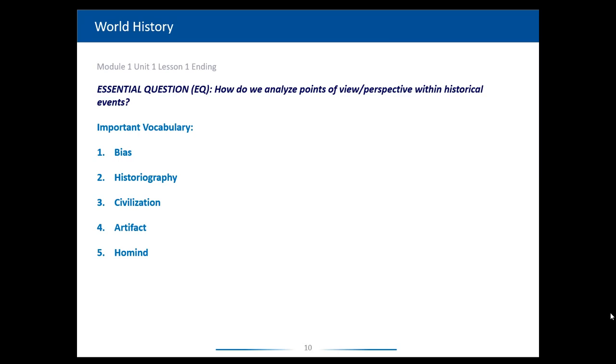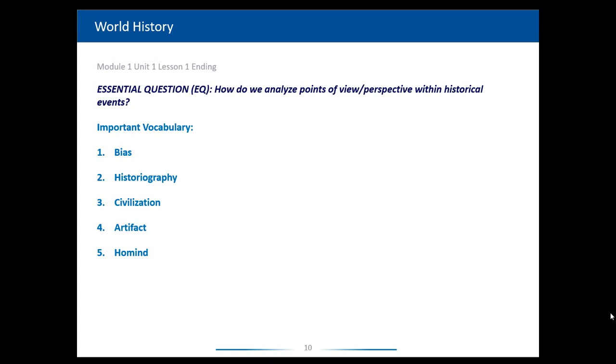So, the essential question: how do we analyze the points of view or perspectives within historical events? Well, archaeologists use artifacts in order to look at these perspectives within historical events. And we will talk about these different things that they use to analyze the points of view and perspective within historical events. Write down this essential question: how do we analyze points of view or perspectives within historical events? And answer the question.